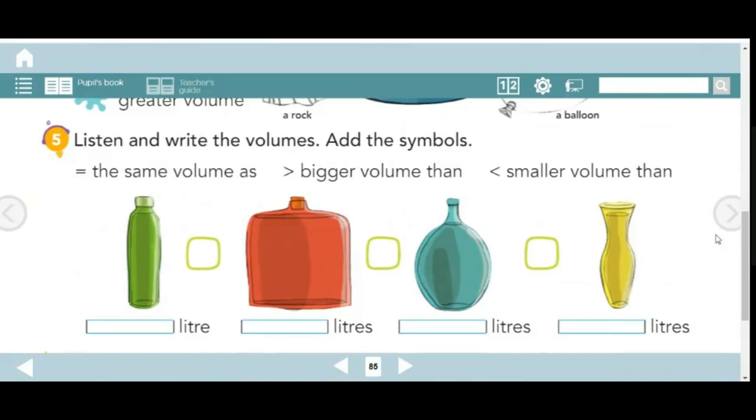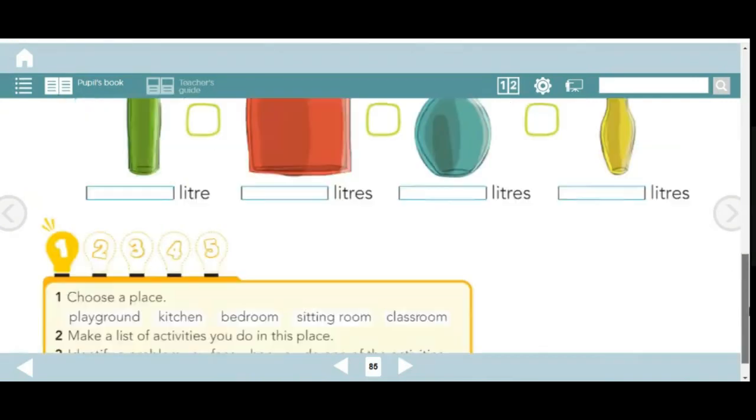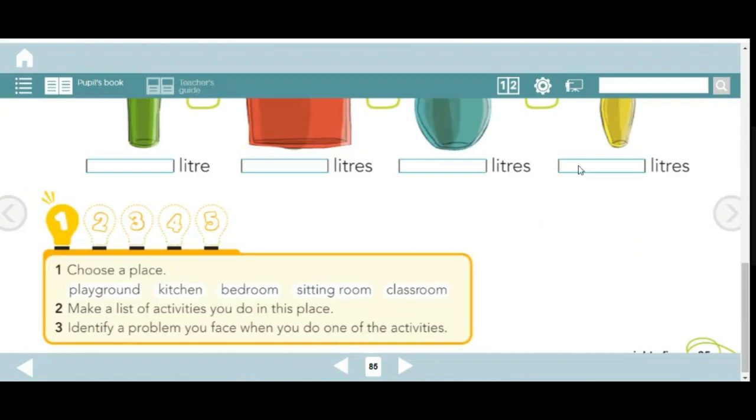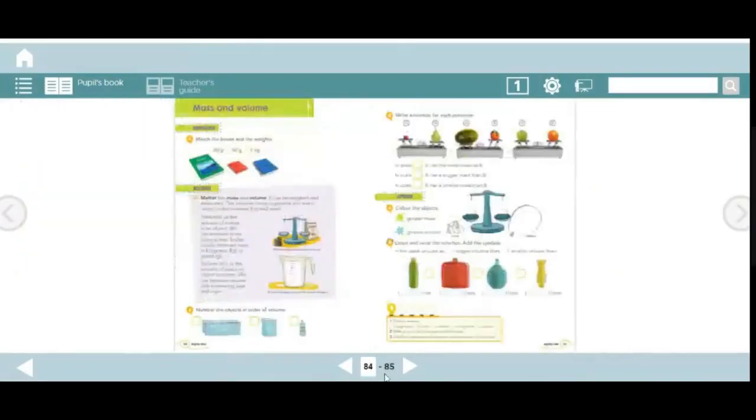Okay, so you can check your answers on our web when we post the videos. Okay, and that's what you had to do on day 2, pages 40, 84, and 85.